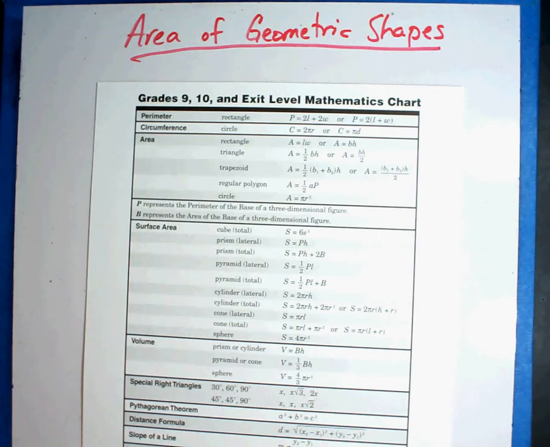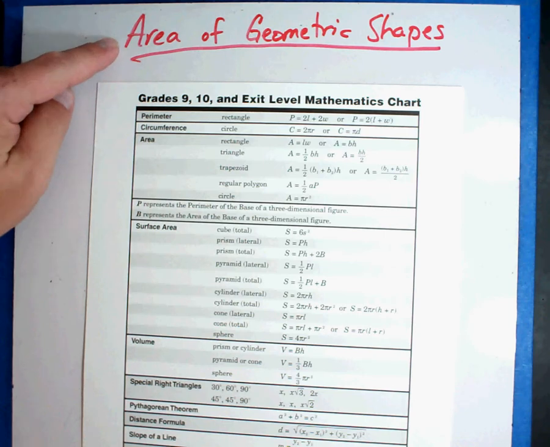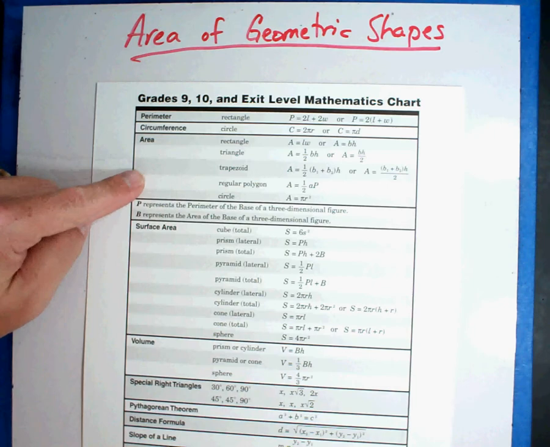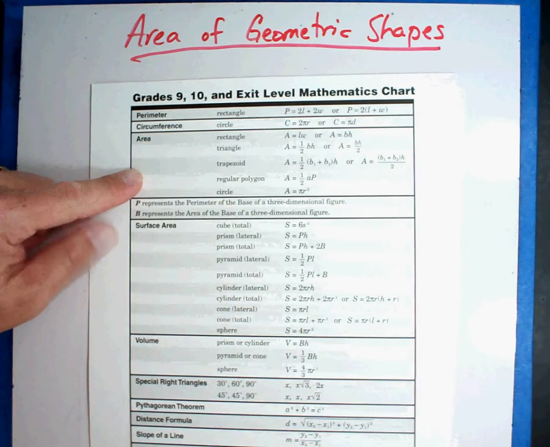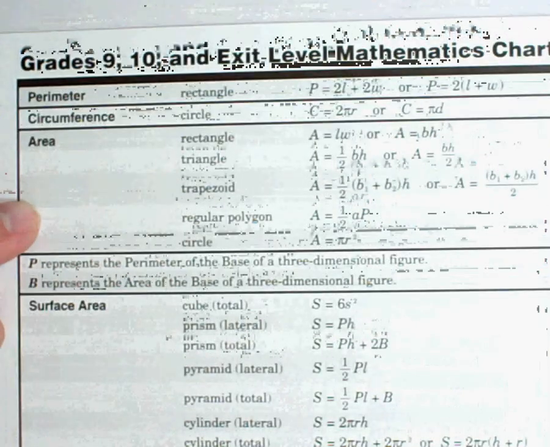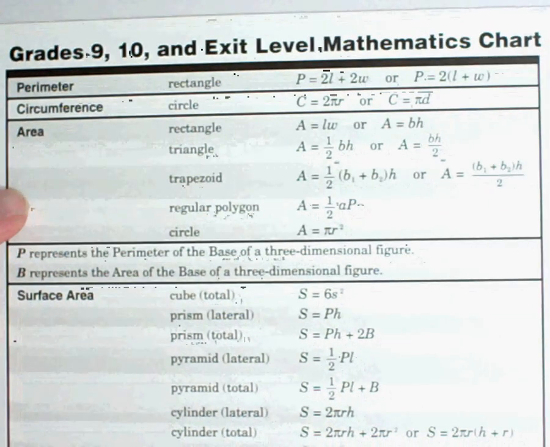In this video, we're going to be talking about how to find the area of geometric shapes. So what we're basically going to do is cover the following formulas off the formula chart. I'm going to zoom in for a second for you. These are printed for you. All the formulas are there.